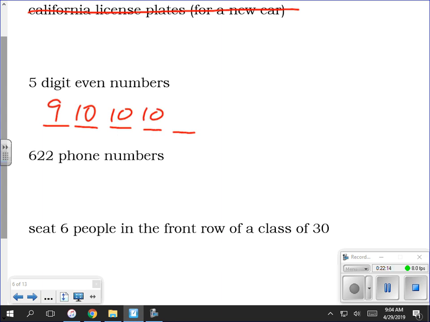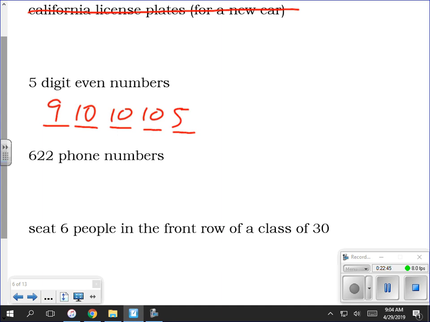And how many for the last one? Think about this one very carefully before you answer. What is the condition I am trying to meet? It says an even number. So what do even numbers end in? 0, 2, 4, 6, or 8. I only have 5 choices for the last number. If it's anything other than those 5 numbers, it's no longer an even number. So I have 5 choices there.